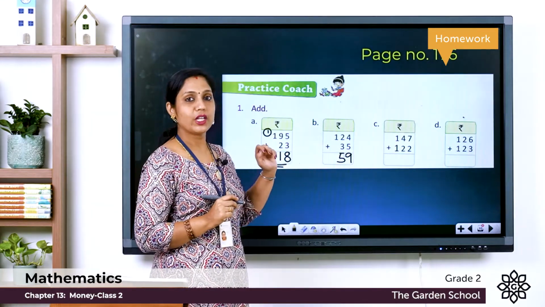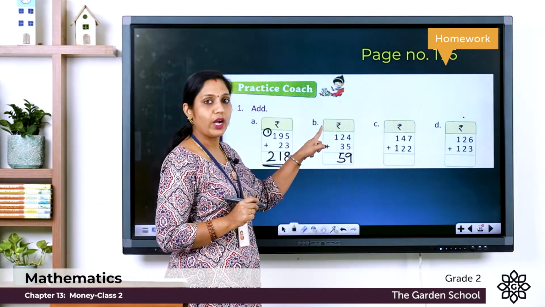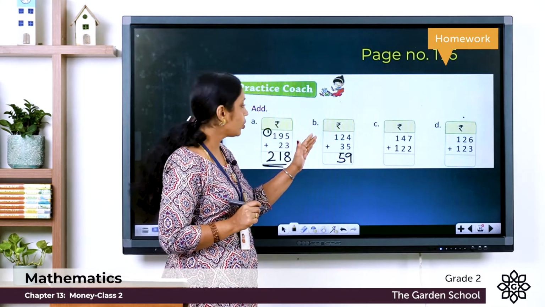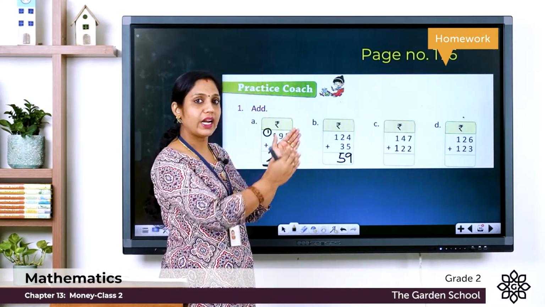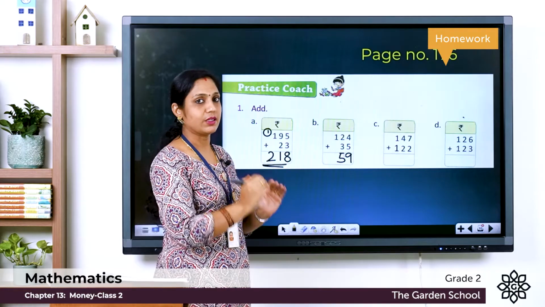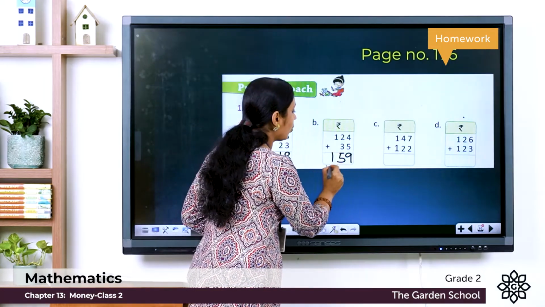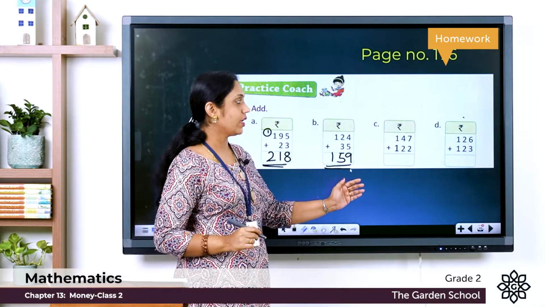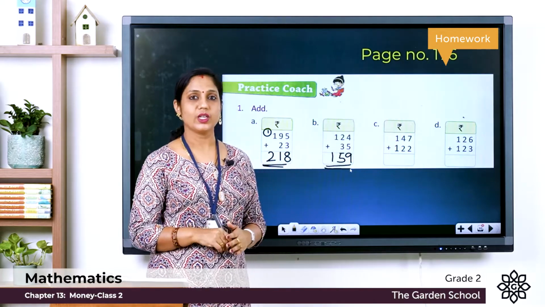Next, moving on to the hundreds place, we have 1 here in the hundreds place. So there is no other number to add. So what will we do? We write the 1 in the answer. So we get the answer 159. So similarly, the rest of the exercises you can do alone.